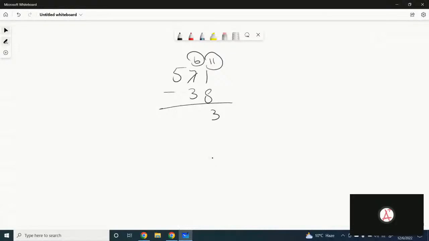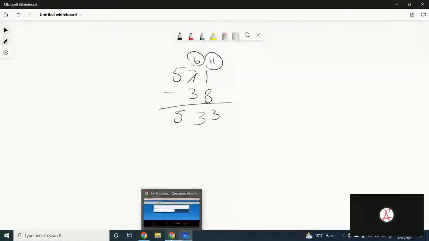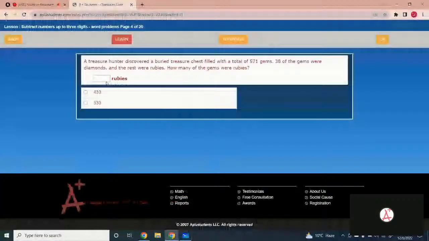11 subtract 8 is 3. 6 subtract 3 is 3, and you have 5, so it would be 533, not 539. Got it? It would be 533. Just select the correct option, then click on the OK button. Got it?